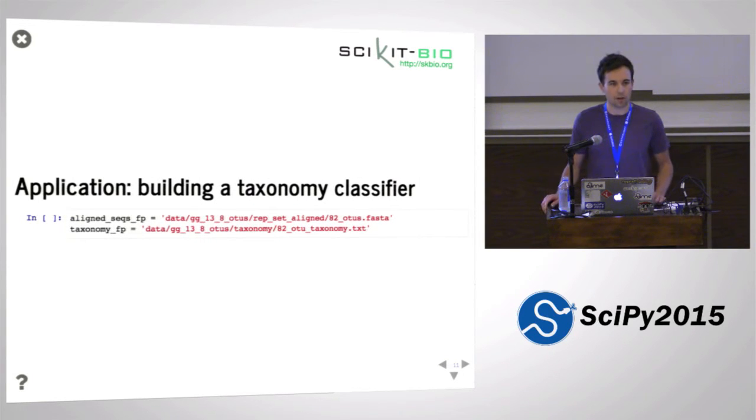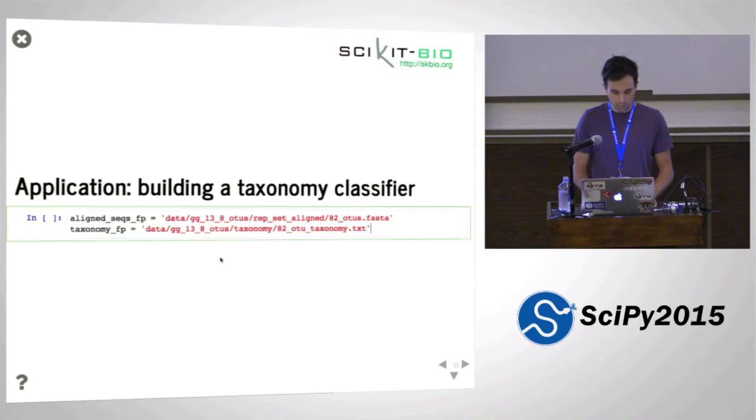So just to wrap things up, we're going to show a little more complicated example of how you can use Scikit-Bio and Scikit-learn to build a taxonomy classifier. Real briefly, what a taxonomy classifier does is try to predict what organism an environmental sequence likely came from. You can train a classifier on sequences where you already know the taxonomy, or what organism the sequences came from.